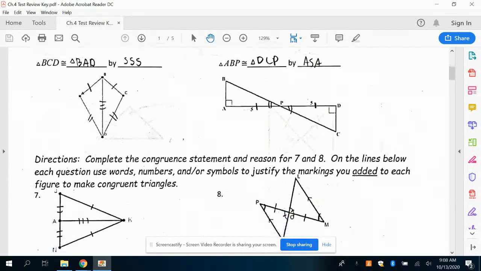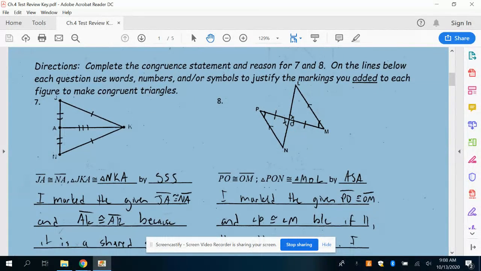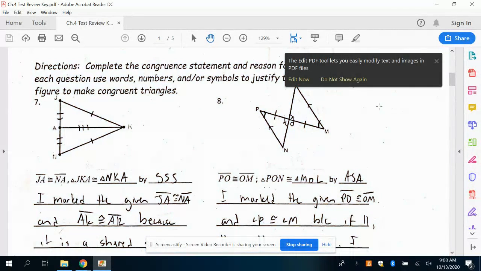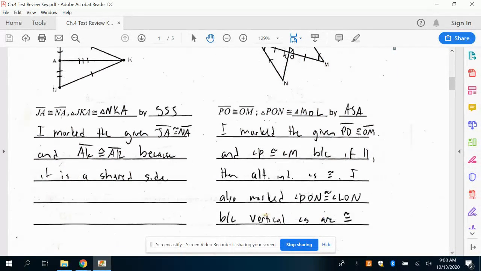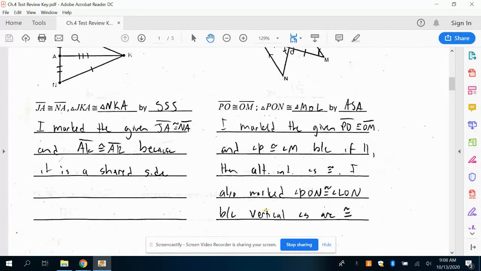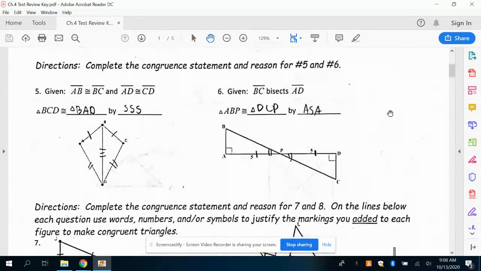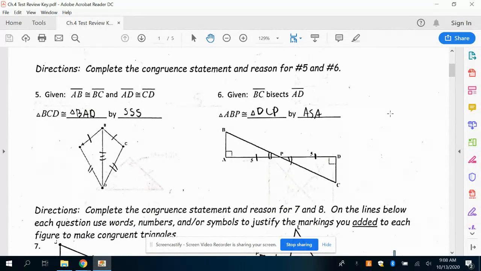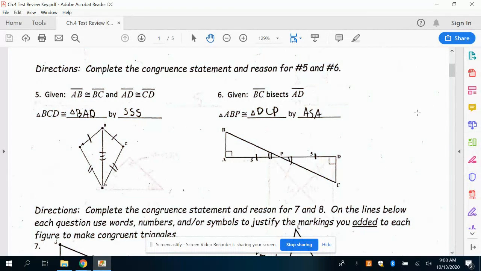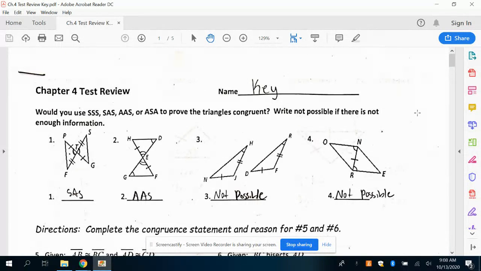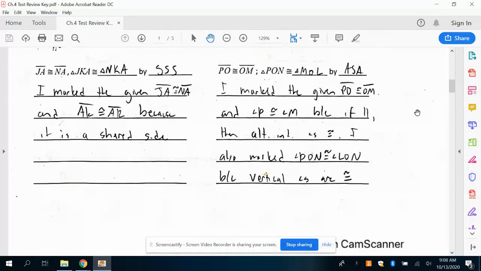Let's see here. 7 and 8. I will go ahead and say that you won't have anywhere you have to explain like this. It was just kind of good practice to make sure you're understanding why you're marking and how you should mark things. But you'll have more problems like 5 and 6 on your test, basically, when it comes to these. So if you have any questions on this first page, please feel free to contact me and I'll gladly answer any questions on them. But I'm going to spend more time on the newer questions.